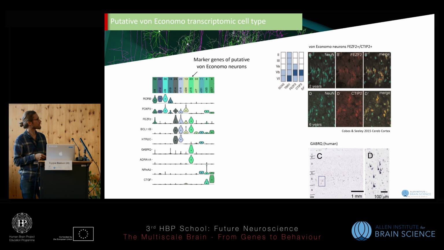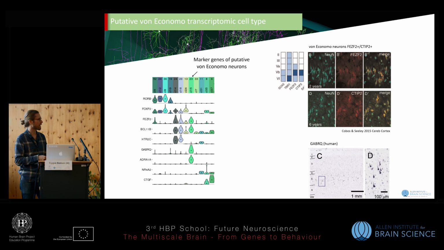This fairly recent study from Bill Seeley's lab looked at von Economo neurons, the neuron we were really targeting, and showed that they co-express both FEZF2 and CTIP2. So we could narrow it down to these 4 clusters. In particular, this very distinct cluster also expressed GABRQ and ADRA1A. And by total happenstance, well, not complete happenstance, this is one subunit of the GABA receptor.